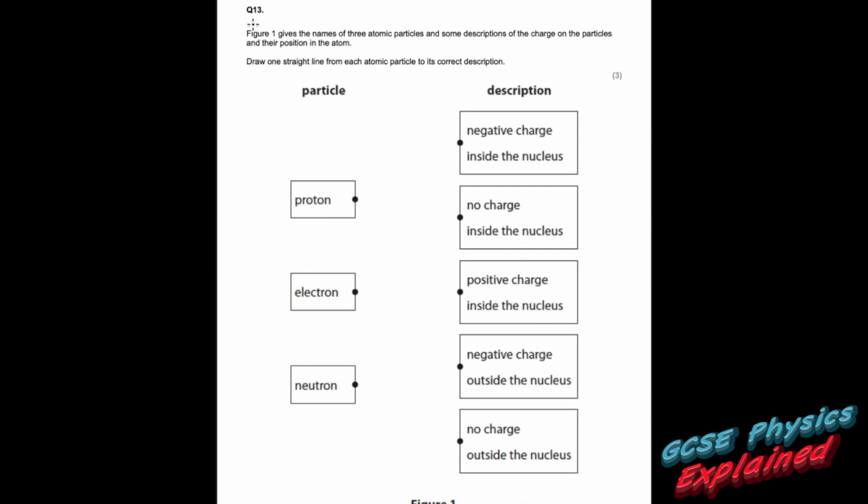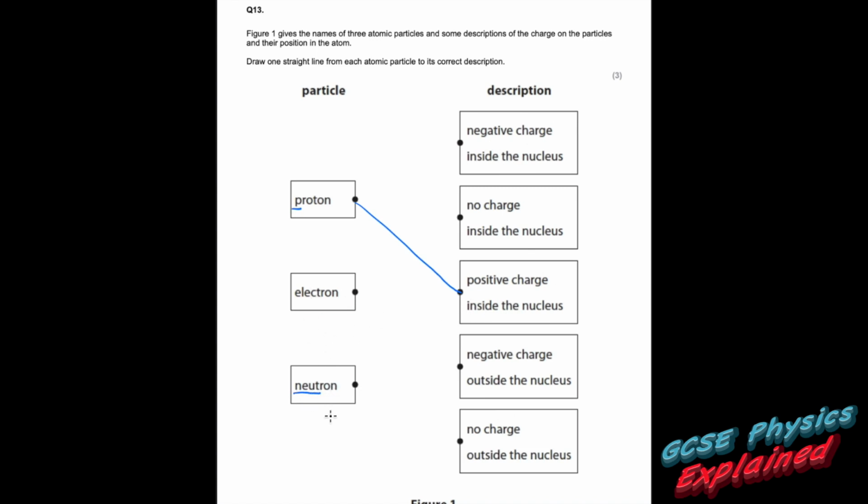Question 13, the last question. Figure 1 gives the names of 3 atomic particles and some descriptions of the charge on the particles and their position in the atom. Draw one straight line from each atomic particle to its correct description. Right, proton. Proton is positive and it's inside the nucleus. So that's that one. I'm going to do neutron first.